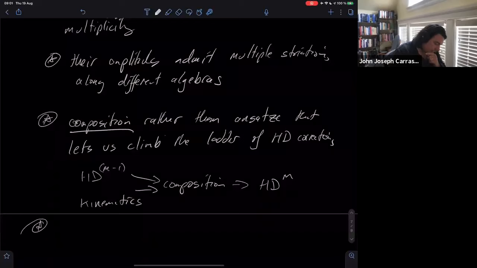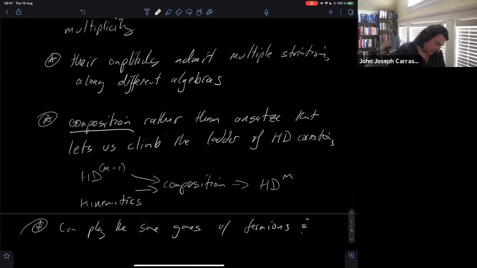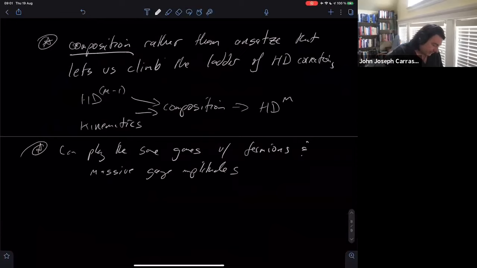Something that I'm almost certain I'm not going to have time to talk about today. Mostly what I'm going to be talking about today is looking at these higher derivative corrections to gauge and gravity amplitudes, right? But you can play the same games with fermions and massive gauge amplitudes, massive vectors, massive fermions. And I should say, string theory is special.